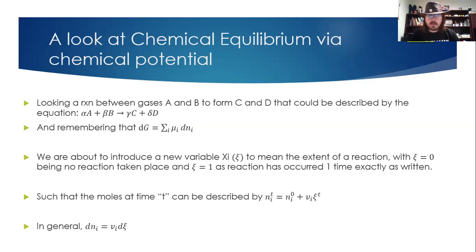So we're about to introduce a new variable, xi. It looks almost like a squiggly E. But xi is a way of picturing the extent of a reaction. So how far has the reaction progressed? If xi is equal to 0, then no reaction has taken place. The reaction has not begun. If xi is 1, the reaction has occurred one full time, one full turnover of that reaction. Kind of like a mole fraction, how far has the reaction progressed?